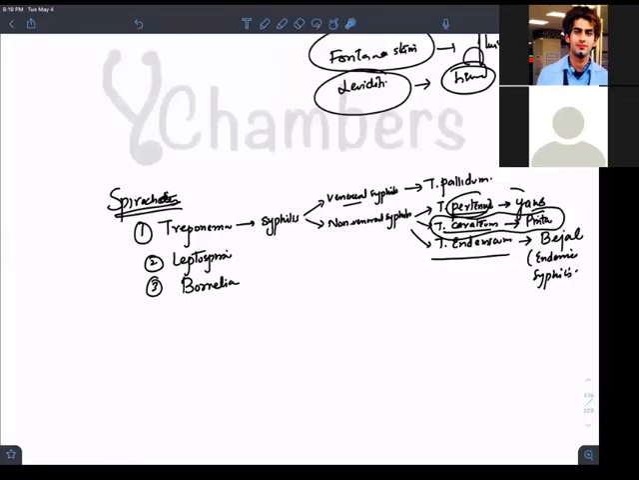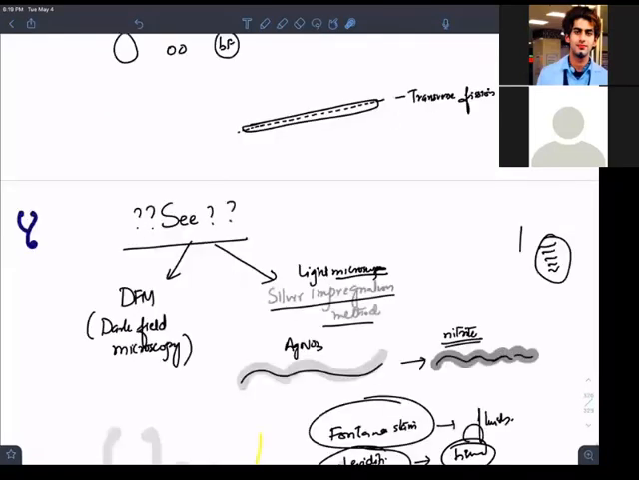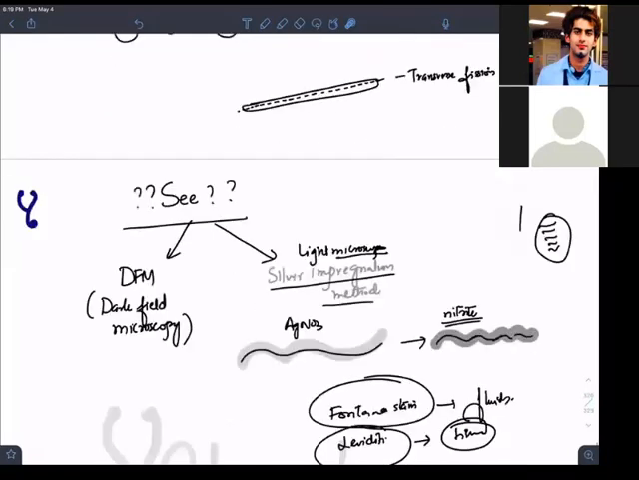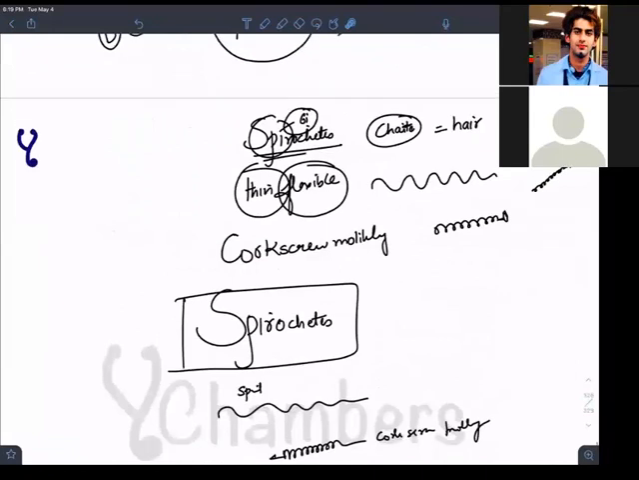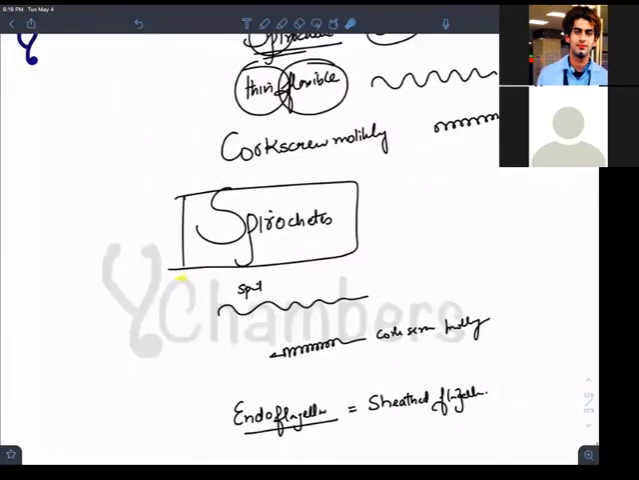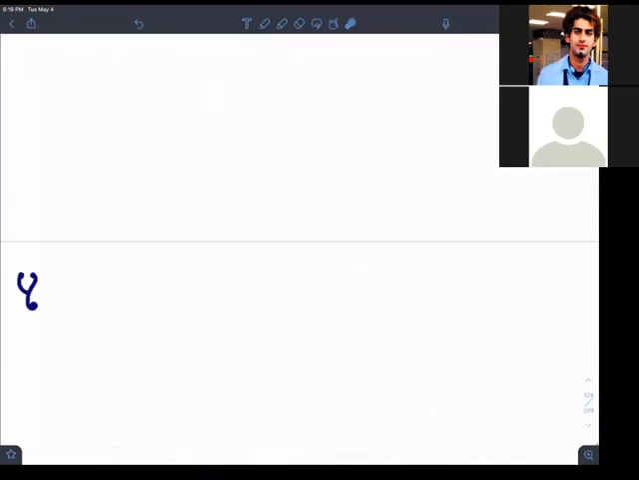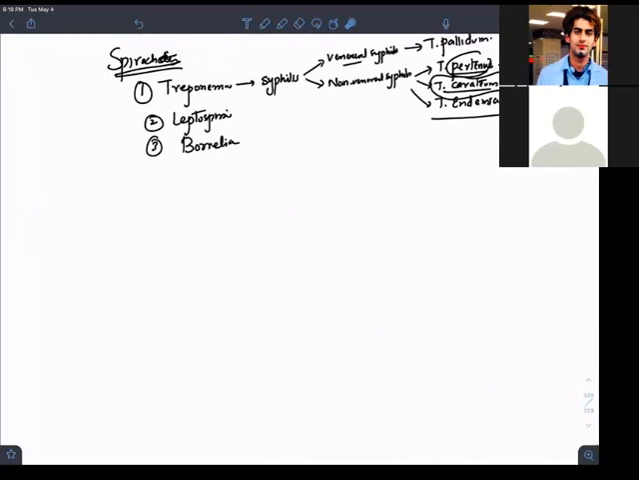Now, will this Treponema be sharing all these features we learned above? Spiral shape, microaerophilic, corkscrew motility. Isn't it? It will be having all those features because we have read the general features. That's why I told you we have read the general features of spirochetes. Is it clear? Or is it not clear?